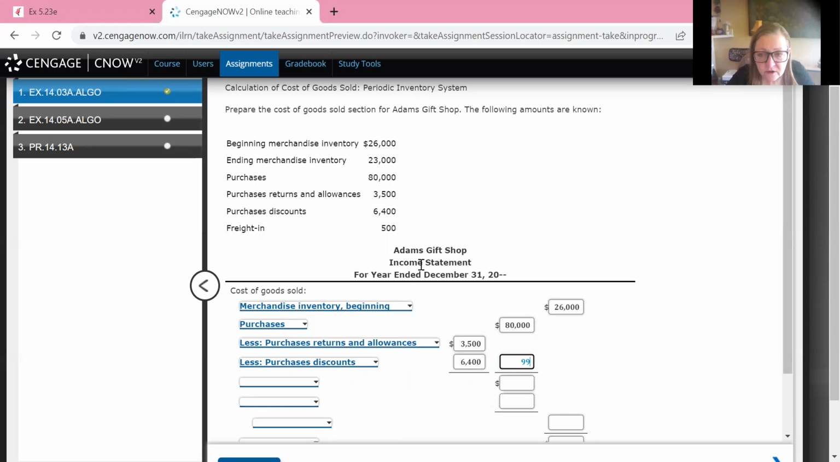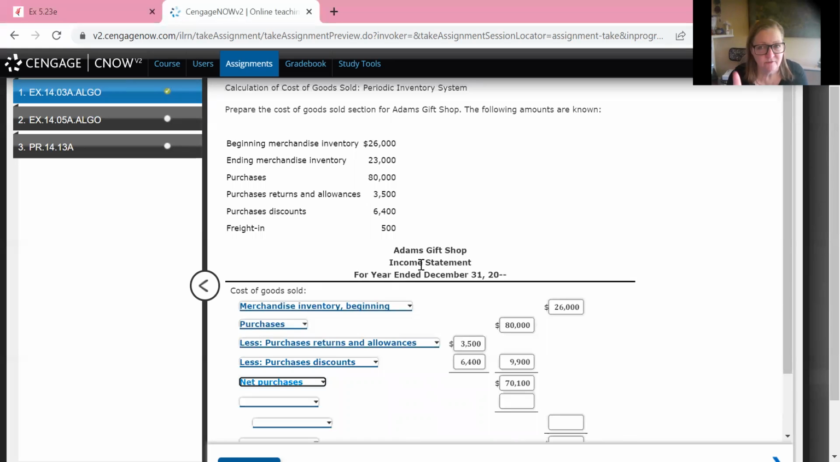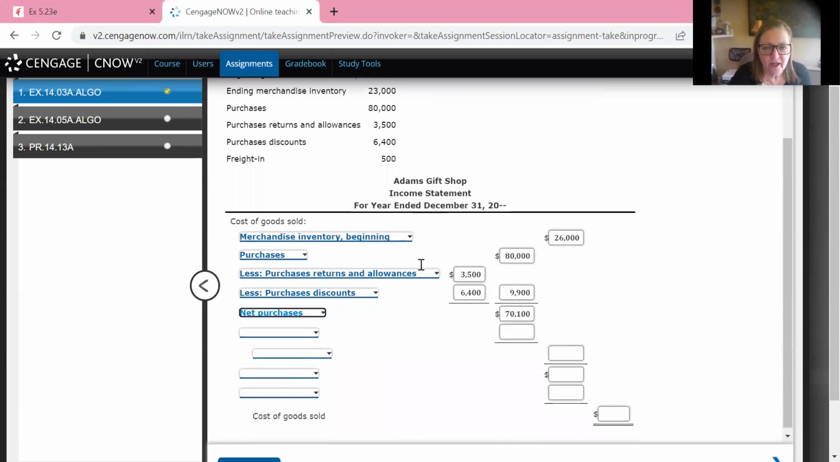Okay, so we've got $9,900 as the total amount of the reductions in purchases. So we got $80,000 minus 9,900. So what is that? 70,100. That is the net amount of the purchases, and they call it net purchases. That was convenient. Okay, and then we're going to add into it the freight. That's where the $500 comes in.